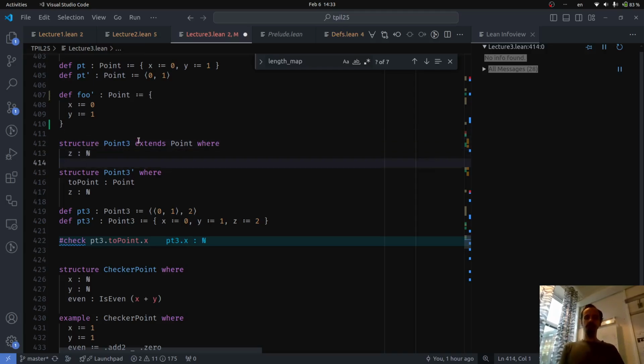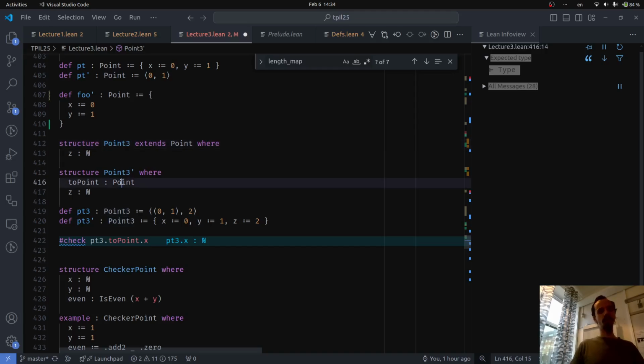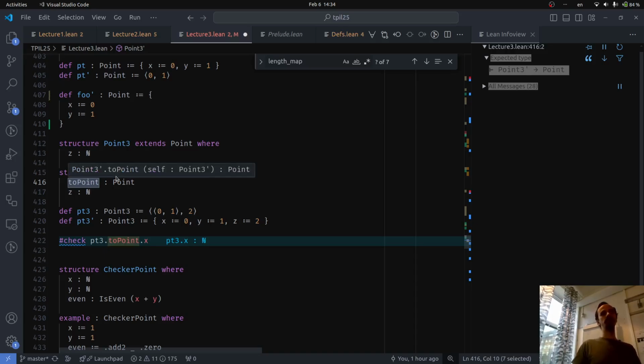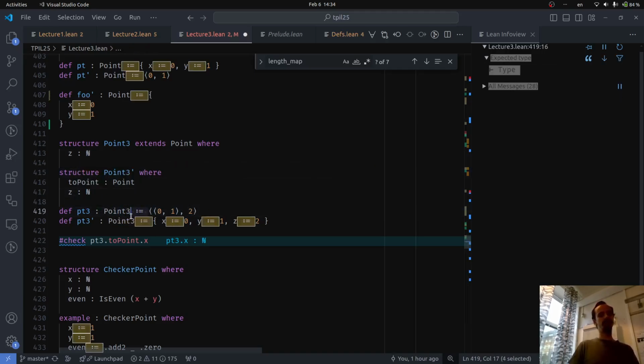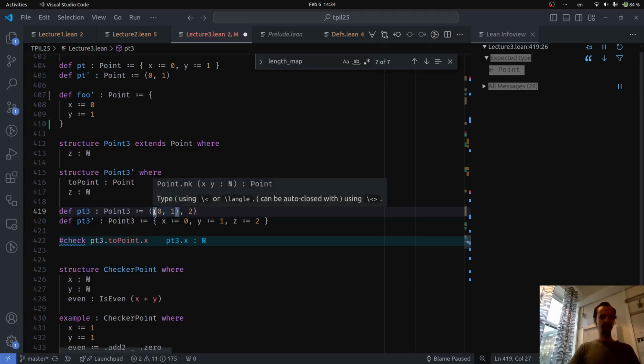Structures can also do this extends thing. So you can write extends and then another structure or a list of structures. And what it's doing is essentially merging together all of the fields of the structures that it came from. Although more precisely what it does in this case is it adds a field called toPoint, which is a point. So a point 3 is really just a pair of a point and a natural number. And that explains why when you want to construct a point 3, you can't write it like this. You have to write it like this, because this is the construction of a point, and then this is the construction of the point 3.